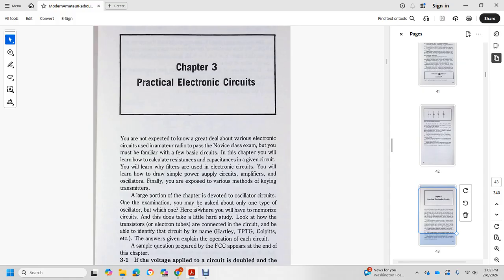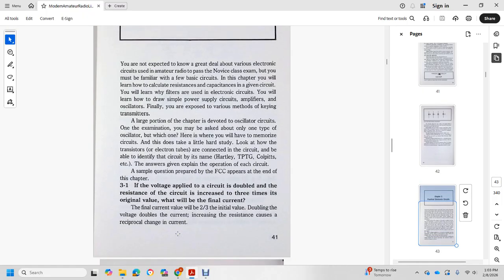An examination may ask about one type of oscillator, but which one? Here's where you will have to memorize the circuit. This takes a little hard study, looking at how the transistors or electron tubes connect within the circuit, but you must be able to identify the circuit's name, such as Hartley, TPTG, Colpitts, etc. Answers are given with an example of the operation of each circuit. The sample questions prepared by the FCC appear at the end of the chapter.